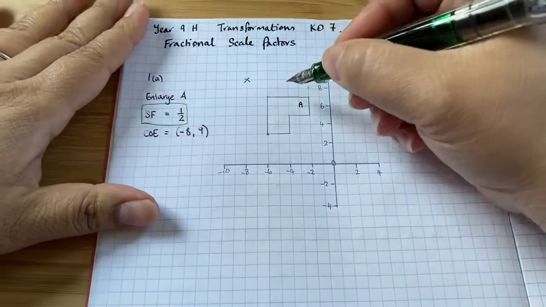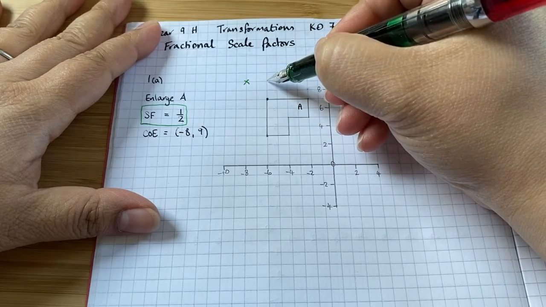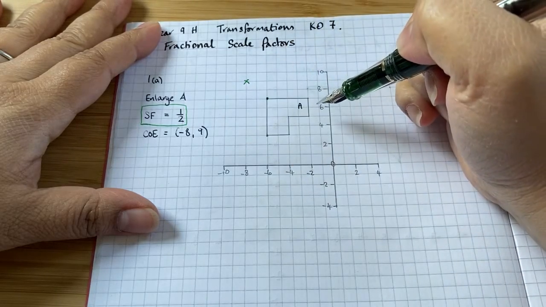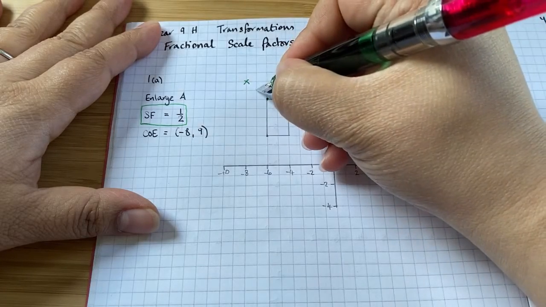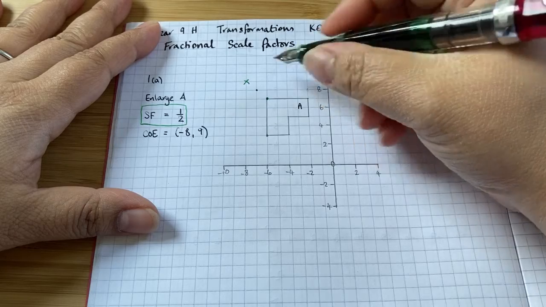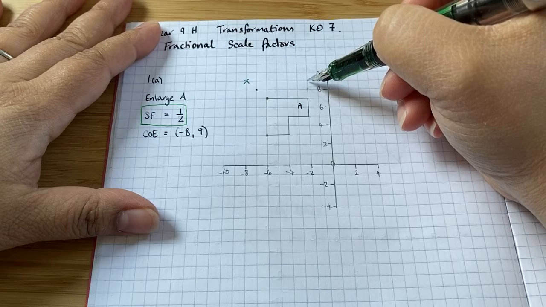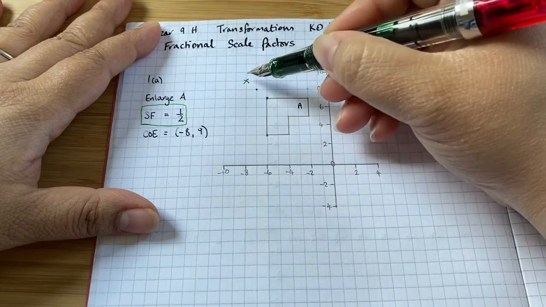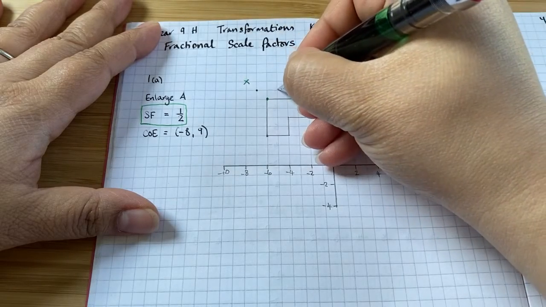So I'm going to start with this top left corner here on A. It is 2 squares to the right, 2 squares down. So a scale factor of 1/2 means our enlargement is going to be 1 square to the right, 1 square down. So it's actually going to be here. Same thing with this next corner. If I start with the center of enlargement, it is 2, 4, 6 squares to the right, 2 squares down. So my enlargement is going to be 3 squares to the right, 1 square down. It's going to end up here.